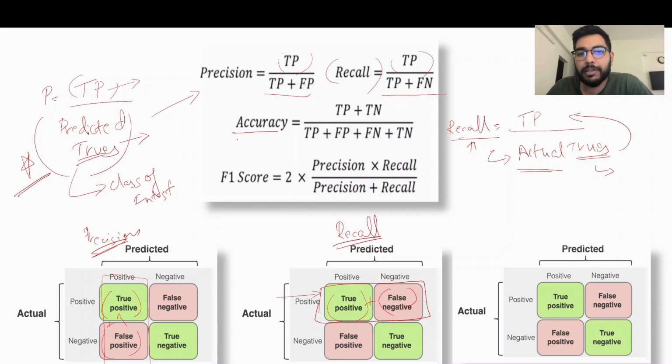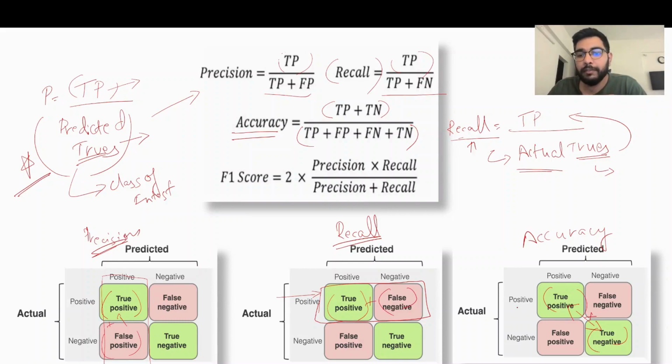Coming to the third measure, that is accuracy. Accuracy is a ratio of the summation of true positive plus true negative and the whole population. So we'll map it over here. True positive and true negative are in the numerator, the summation of these diagonal ones, divided by the whole population. Why is it called accuracy? Because true positive and true negative are the correctly predicted classes.